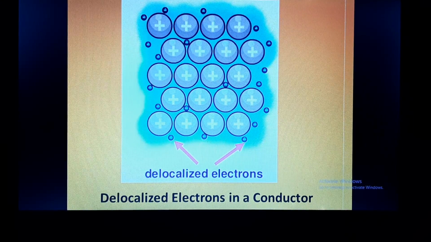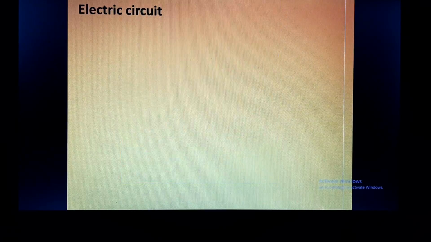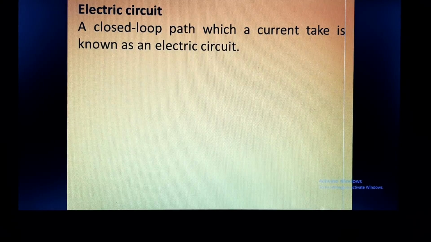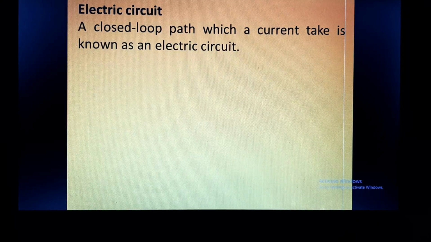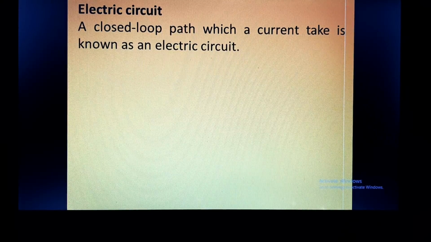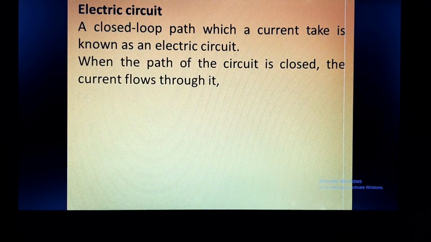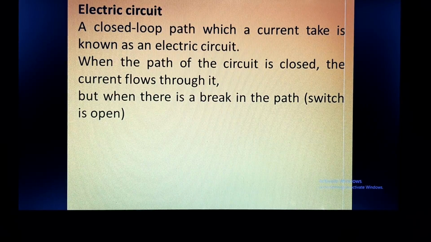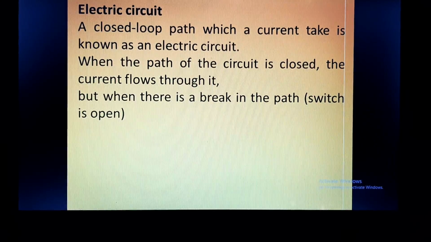And now why are these electrons flowing? These electrons are flowing because they are loosely bound to the nucleus and they are delocalized. So now what is an electric circuit? Electric current always flows in a closed loop path which is known as an electric circuit. When the path of the circuit is closed, the current flows through it. But when there is a break in the path, that means the switch is open or the switch is off, the current will not flow in the circuit.